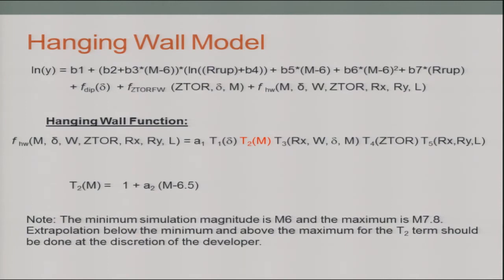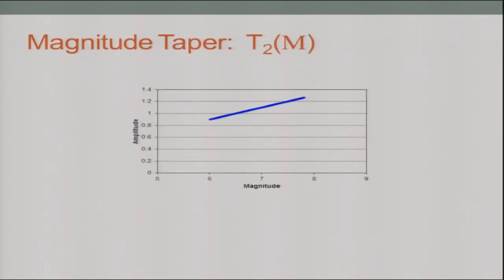Moving on to the magnitude taper, which is T2. Again, very easy to implement: 1 plus A2 times M, centered again on 6.5. Just want to point out that the simulations only went down to a magnitude of 6 and only went as high as a magnitude of 7.8, so it's hard to extrapolate between the two. So here's just the magnitude taper. 6.5 is right here, so you have an amplitude of 1.